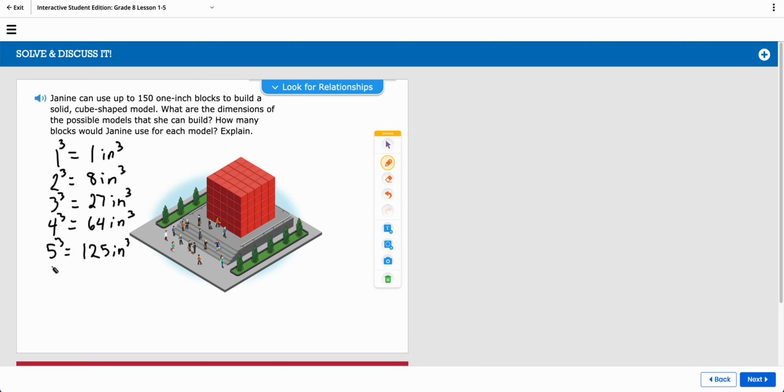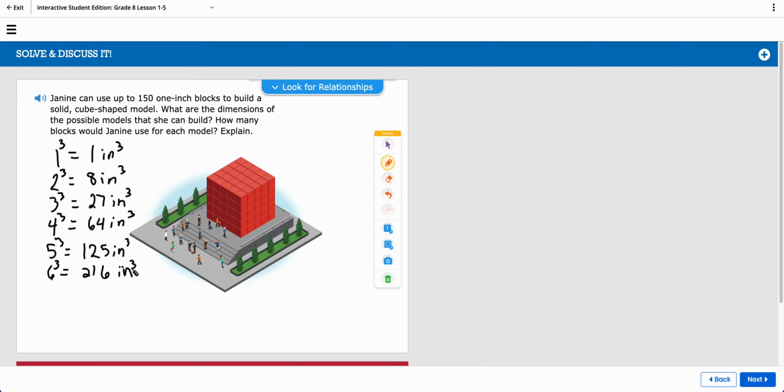I don't know what 6 cubed is. Okay, it is 216 inches cubed. So what's the largest one she could build? 216 or 125. Okay, so she could use 125 blocks to build a 5 by 5 by 5 building, right? It's not really big. It would be 5 inches on all sides. You can fit like 1 person in that.